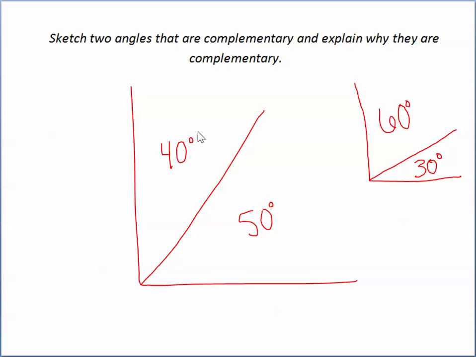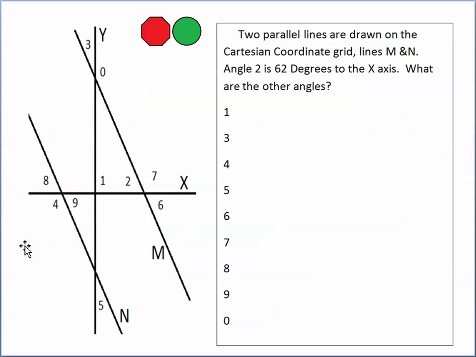Another example would be 60 and 30. They have a common vertex, and they total 90 degrees. Another one would be 45 degrees and 45 degrees. When that happens, this line right here is the angle bisector, and this line right here is not the angle bisector, because remember, a bisector cuts something exactly in half. So if I have 90 degrees and I cut it exactly in half, I have 45 degrees and 45 degrees, this being my angle bisector.